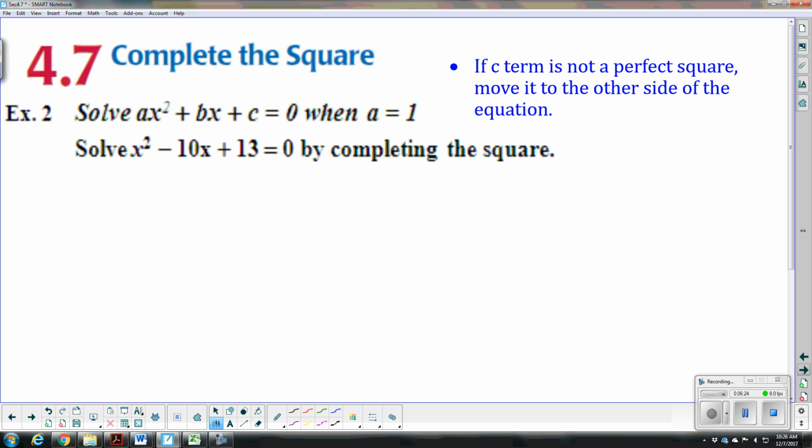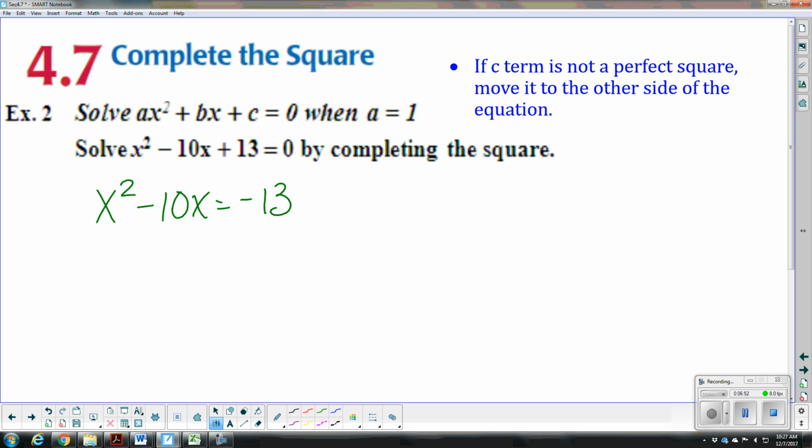All right, let's look at the next one. Now this is a little bit different because we have a c term already. So if the c term is not a perfect square, then you have to move it to the other side of the equation. So before we were just working with an expression, now we're looking at an equation. So let's rewrite the equation. x squared minus 10x equals negative 13.